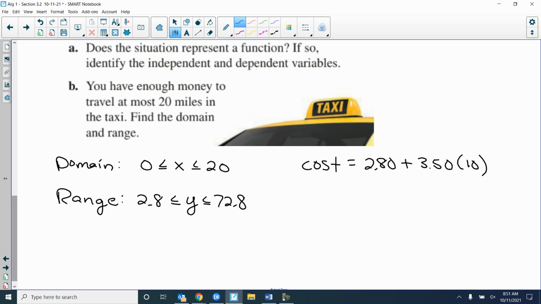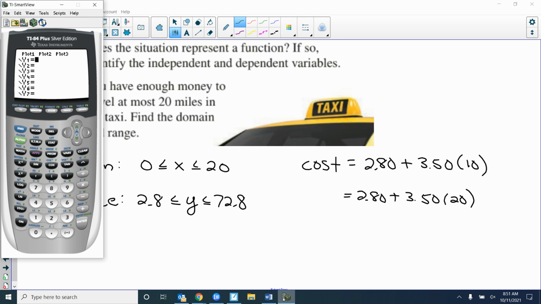All right, where's this 72? What's the most, Zach? What's the most miles I can drive or go? 20 miles. So what do I put in here? I got 2.80 plus 3.50 times 20. What's that going to equal? If I take 2.80 plus 3.50 times 20, that's going to be 72.80.